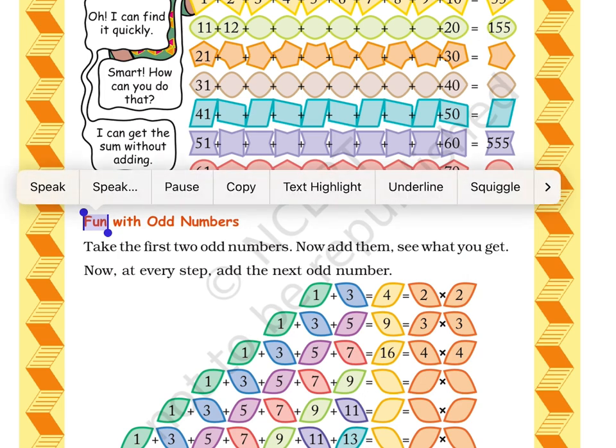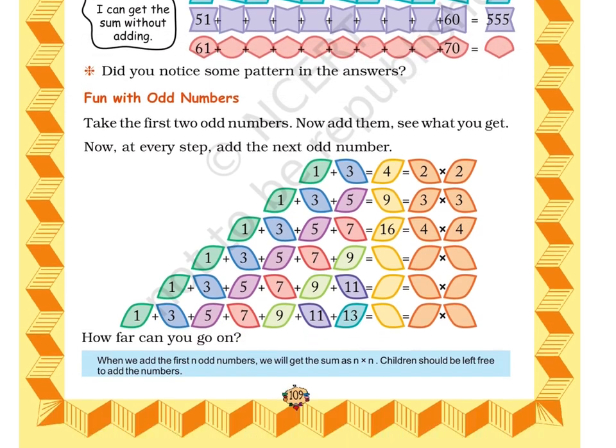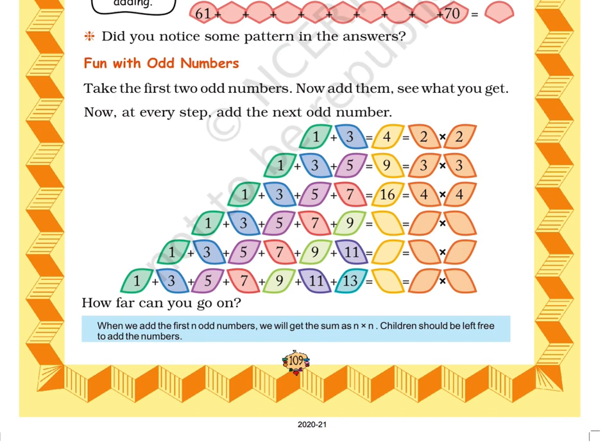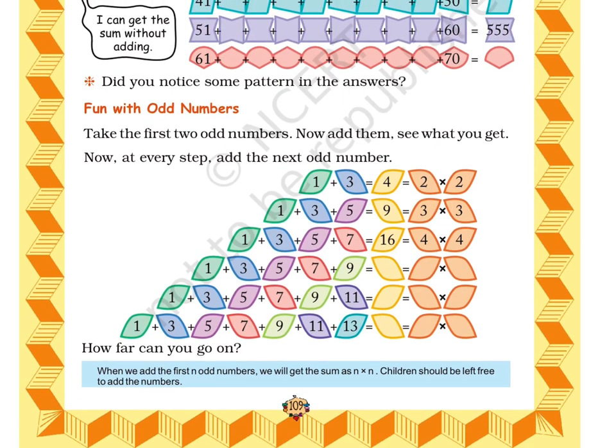Fun with odd numbers. Take the first two odd numbers. Now add them. See what you get. Now at every step, add the next odd number. The numbers read as, row-wise, 1 plus 3 is equal to 4 is equal to 2 multiplied by 2. 1 plus 3 plus 5 is equal to 9 is equal to 3 multiplied by 3. 1 plus 3 plus 5 plus 7 is equal to 16 is equal to 4 multiplied by 4.